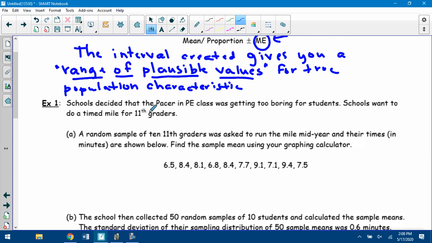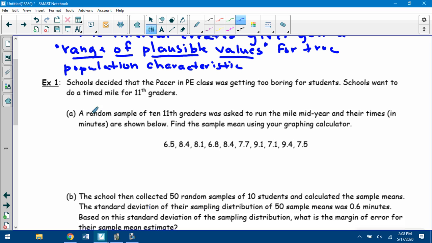Schools want to do a timed mile for 11th graders instead. So this is one random sample of 10 11th graders, and we're going to ask you to run a mile mid-year and get their times in minutes. Find the sample mean using your graphing calculator.